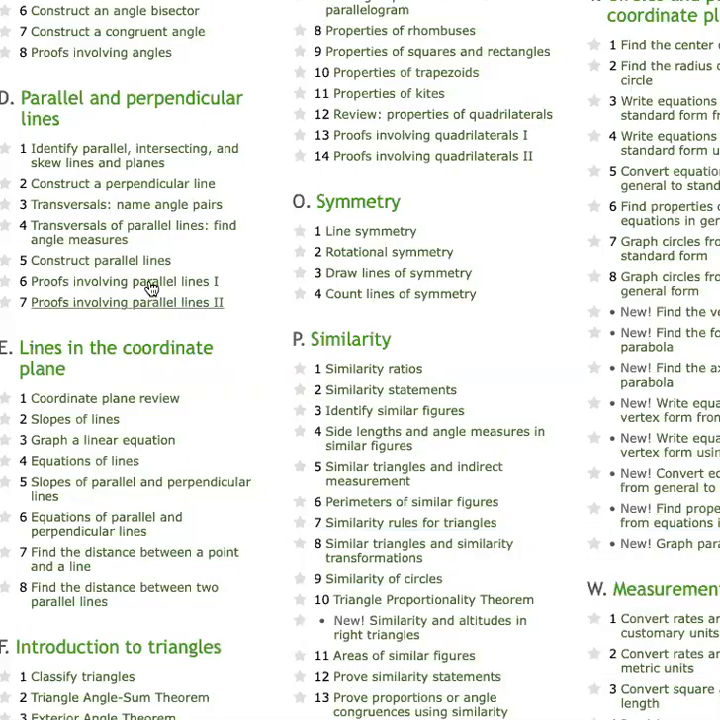Good morning, everybody. All right, we're going to be looking at parallel and perpendicular lines. Section 1, identifying parallel, intersecting, and skew lines and planes. And then 3, look at transversals, name angle pairs. Okay, so I'm going to give you some examples of those and go over some of those problems.